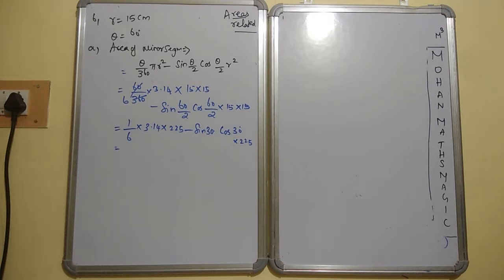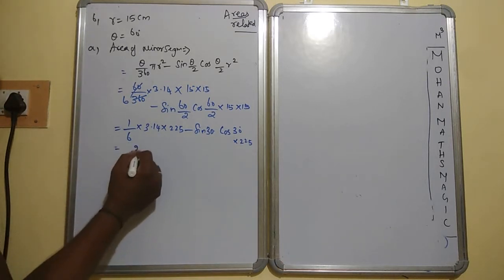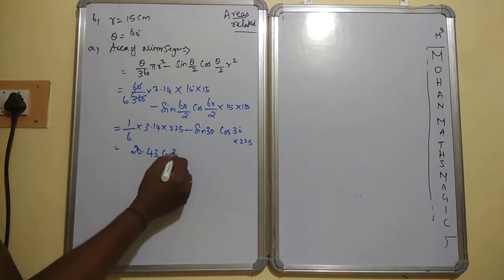The first answer: the area of a minor segment is 20.43 centimeter square.